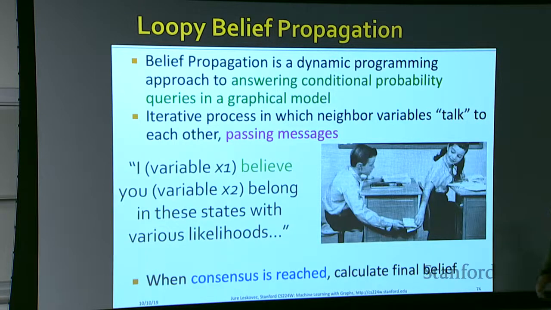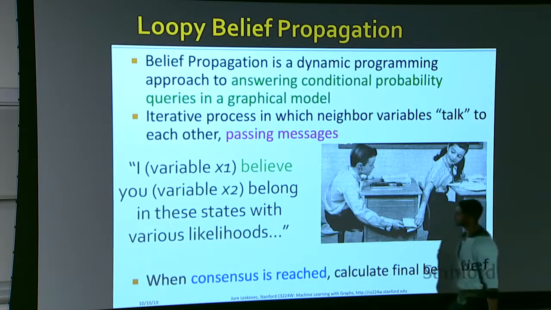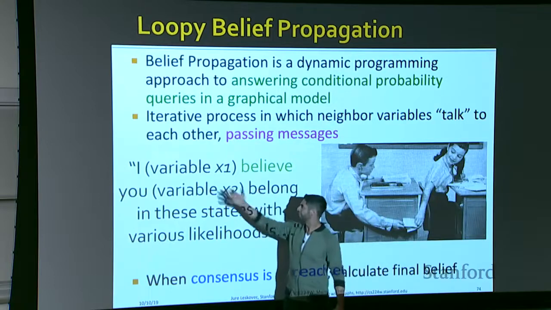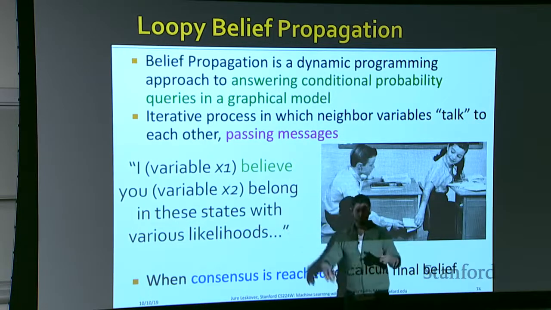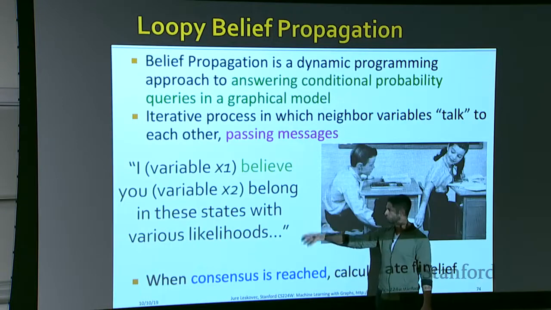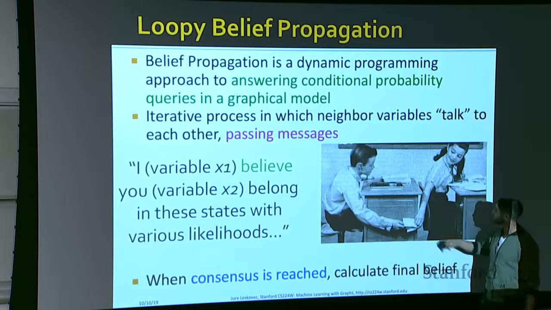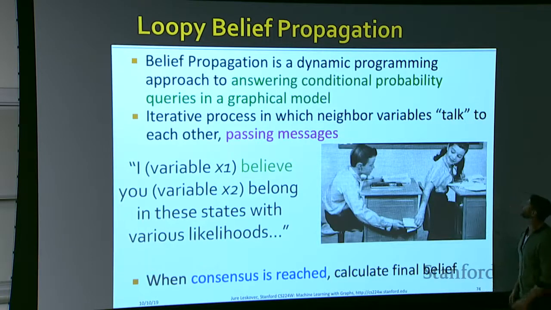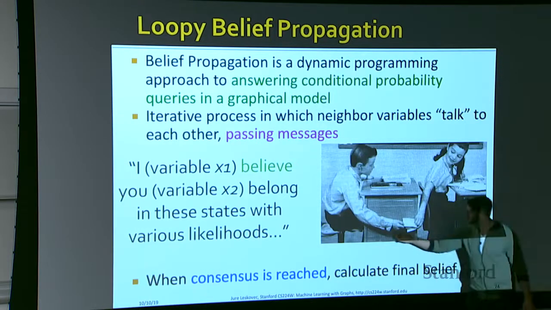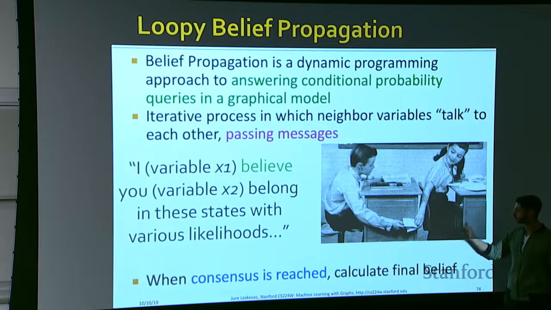Now, let's try to dissect this statement and make it easier. It's an iterative process in which neighboring variables talk to each other and pass messages. What these messages contain is basically: if I myself am variable xi, I believe that you, variable x2, belong in these states with different likelihoods. The way it works is like you're at school, trying to cheat and passing a small piece of paper during the exam. The state of this node does not depend on the belief of the node itself. It depends on the belief of all the nodes surrounding it. That's why it's called message passing.